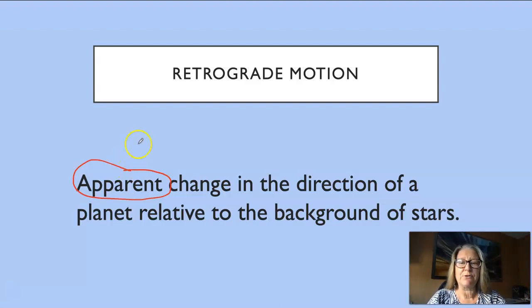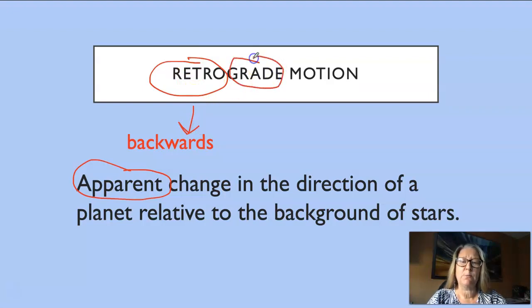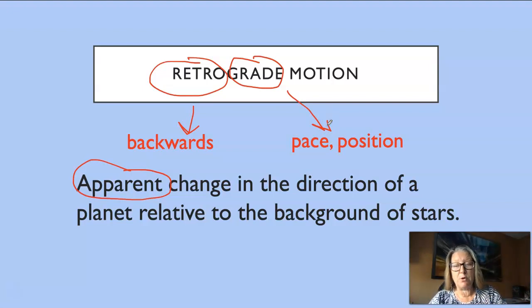Let's look at this word retrograde. Retro, in this case, means backwards. Grade has a number of possible meanings. In this particular case, it best fits with the definition of pace or position. So retrograde motion is a backwards pace or a backwards motion.